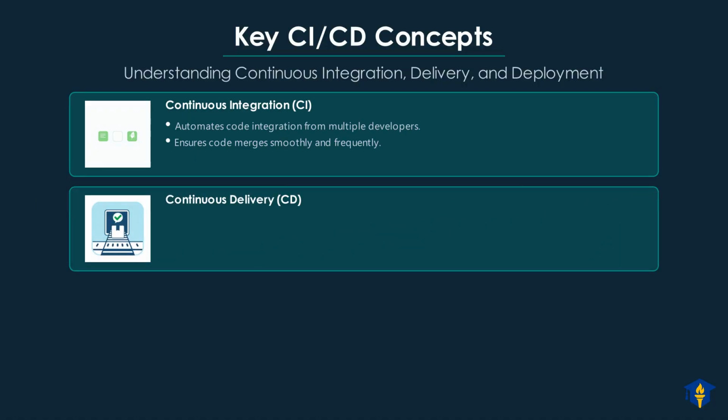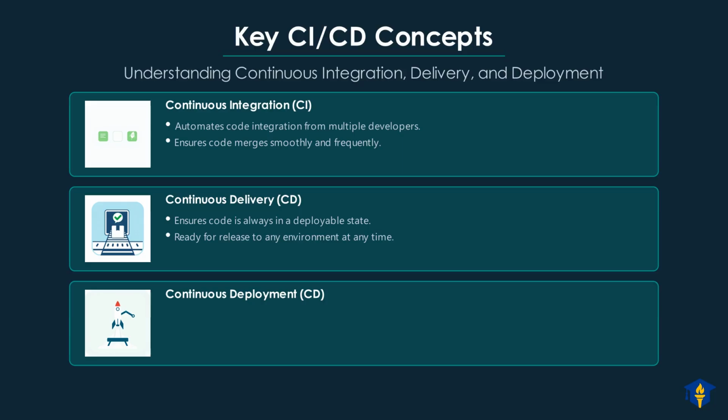Next, we have continuous delivery or CD, which builds upon continuous integration practices. Continuous delivery ensures that your application's code is always in a deployable state and ready for release. This means the software can be released to any environment, like staging or production, whenever needed.